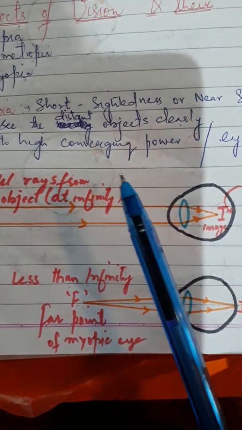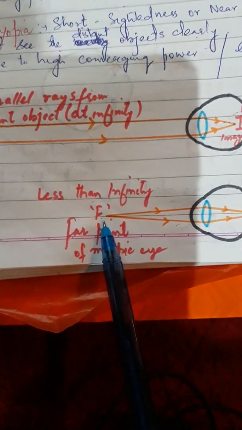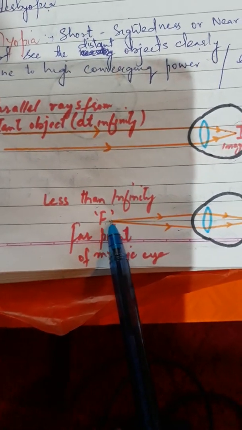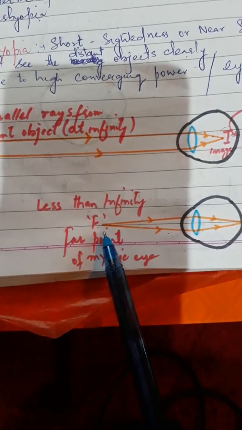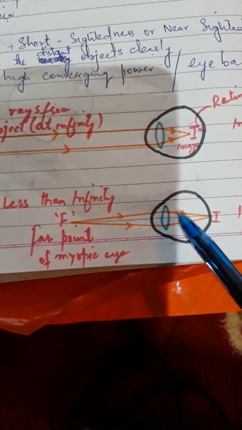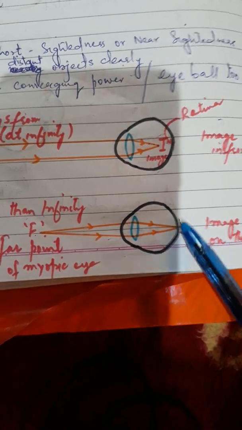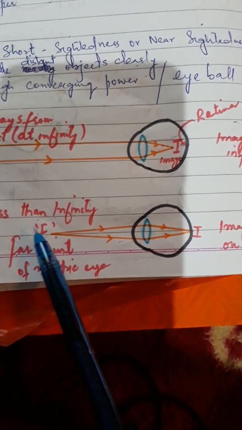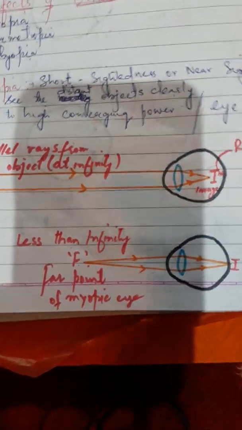Now if the far point of an eye having myopia is at a point F, which is less than infinity, then the rays of light coming from the myopic person's far point F can be focused by the eye lens on the retina. Here you can see the image formed on the retina. This means that if the distant object can be made to appear as if it were at the far point F of this eye, then the eye can see it clearly. And we have to reduce the converging power.